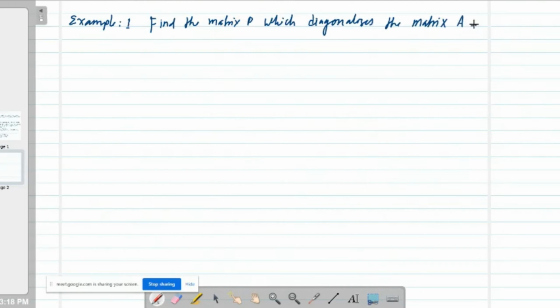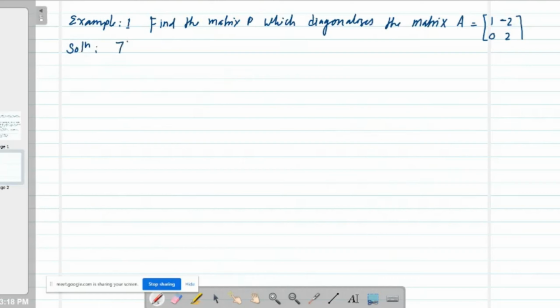Matrix A. Your matrix A is given to you as [[1, -2], [0, 2]], which diagonalizes the matrix. So what is our job here? Our job is to find the characteristic equation.